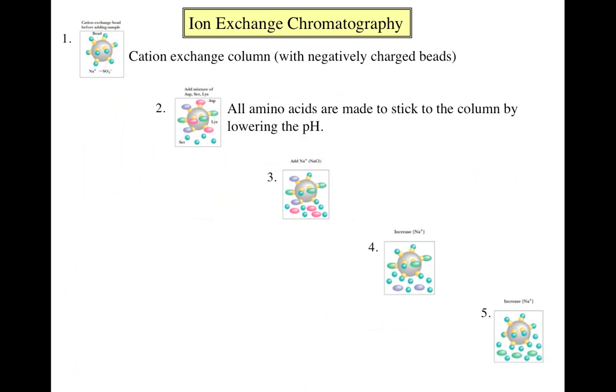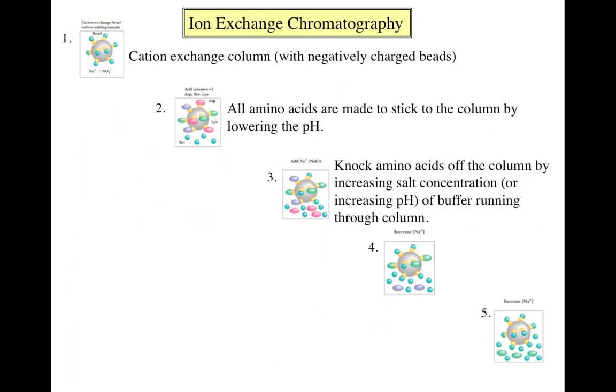Step 2 is to get all amino acids to stick to the column. In order to do this, we need to make all the amino acids positive by lowering the pH below the pKs of all the functional groups so that they are all protonated. Step 3 is to start knocking the amino acids off the column. This can be done in one of two ways.